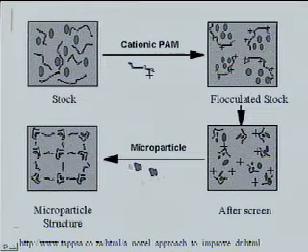And after that, we add the microparticles. You can see the microparticle can combine the small flocs to be a smaller, denser, and more uniform network structure. So in this way, it can improve the paper formation.